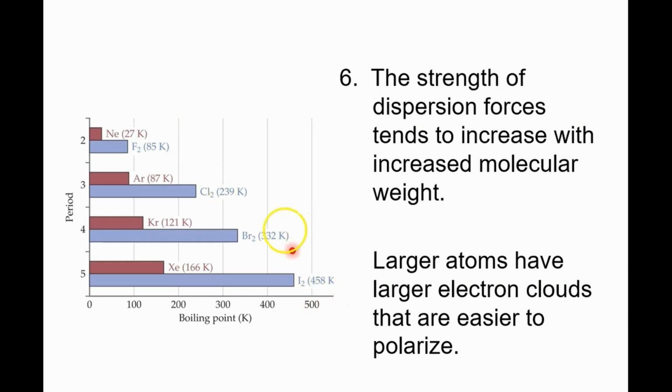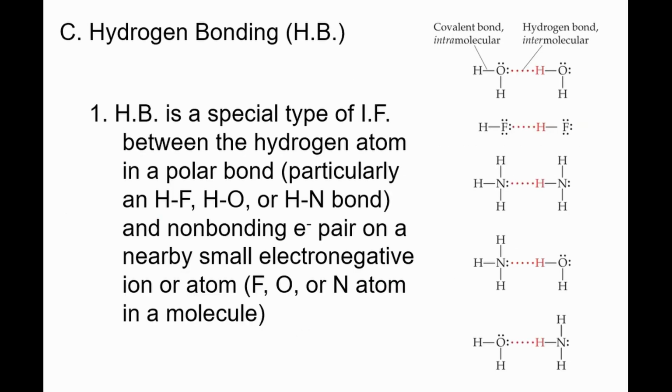So it has a higher boiling point than krypton, which is higher than argon. And remember that first slide we saw: chlorine as a gas, bromine as a liquid, and iodine as a solid. Larger atoms have larger electron clouds, easier to polarize, so greater London dispersion forces holding that together in the condensed phase. So hydrogen bonding, what is that?